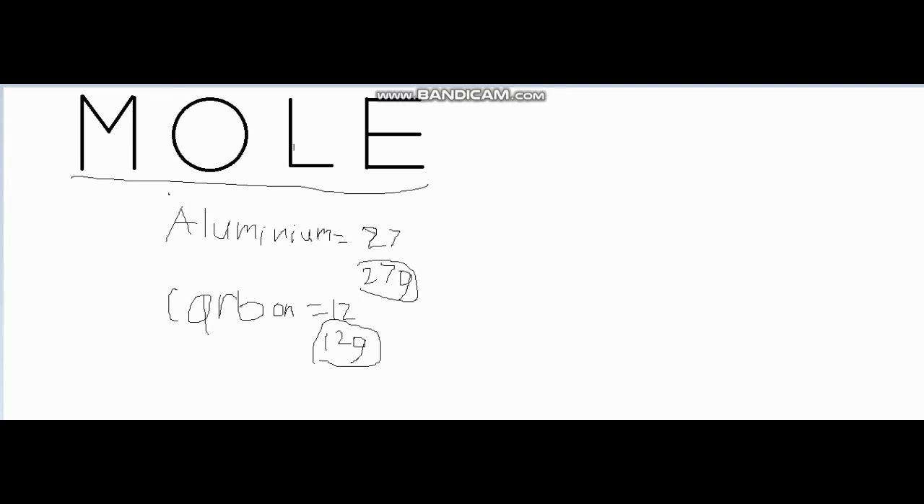Now what if we were to find relative molar mass of a compound? Let's say we had sulfuric acid, H2SO4. We would go ahead and find the relative atomic masses of all the different elements. So we'd have hydrogen, which is 1 times 2. We would have plus sulfur, that's 32. Oxygen is 16, and we're multiplying that times 4.